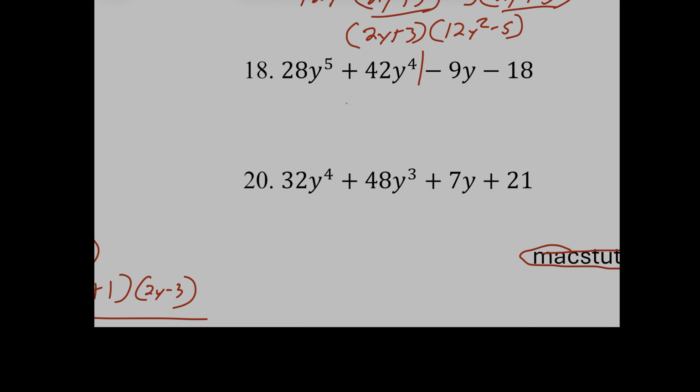All right, 2 more. So right here, I'm going to put a wall. 28 and 42. 14, I believe, will. Yep, it will. 14y to the 4th. That'll leave me with a 2y plus 3. And right here, I can lead with a negative 9. So I'm going to pull out a negative 9, which will leave me with a y plus 2. Well, that's not going to work.